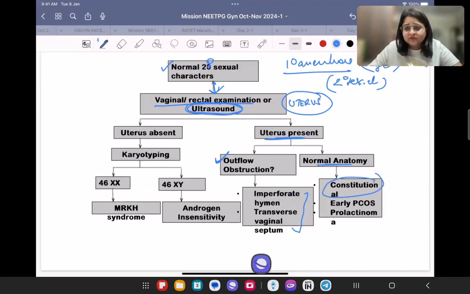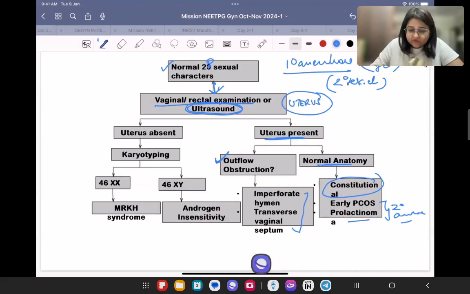Everything could be completely normal, constitutional, or maybe then you start thinking of other things like early PCOS, which is again rare, or a hyperprolactinemia. Okay, so where prolactin levels go high. And these are more important causes of secondary amenorrhea, but rarely they can present as primary also. So basically, agar sab normal hai, then most likely it is constitutional. Give her some time, she will get her period.